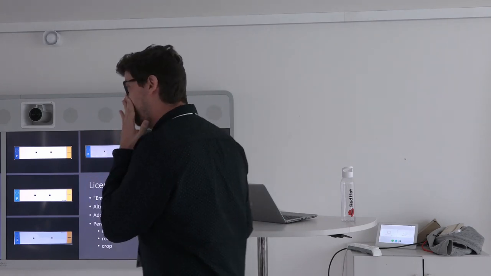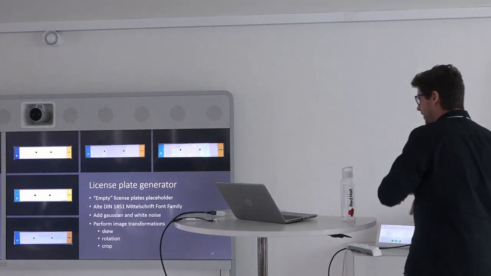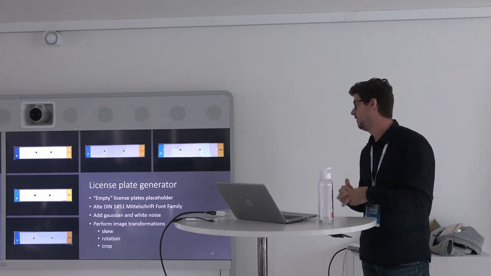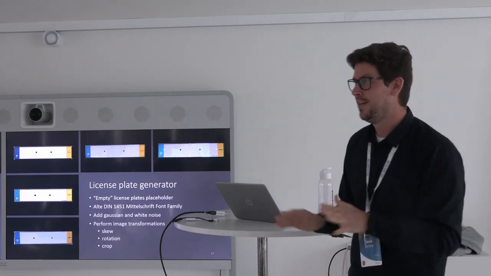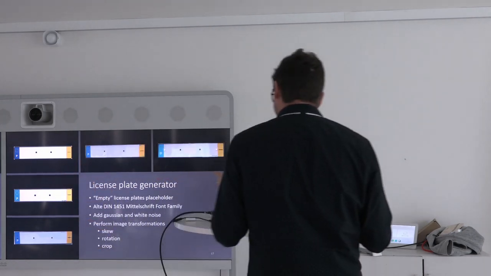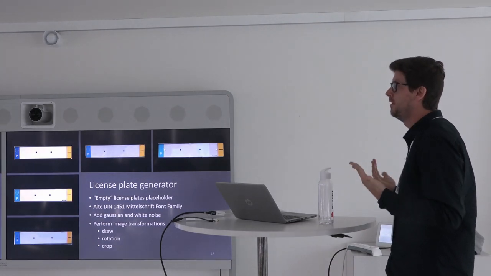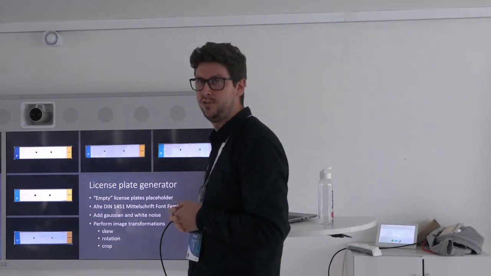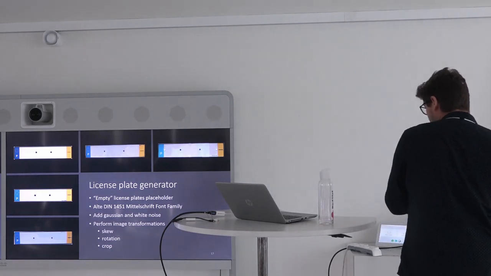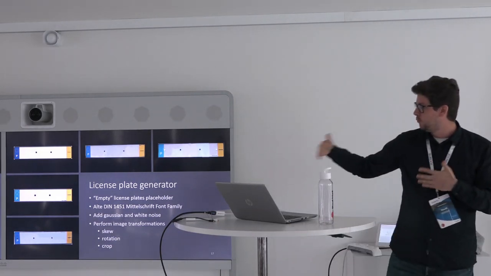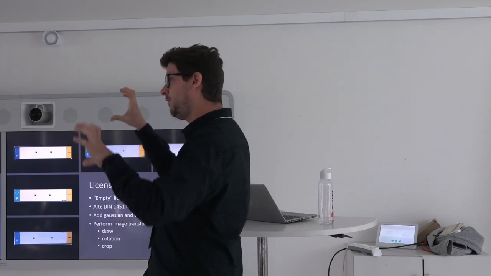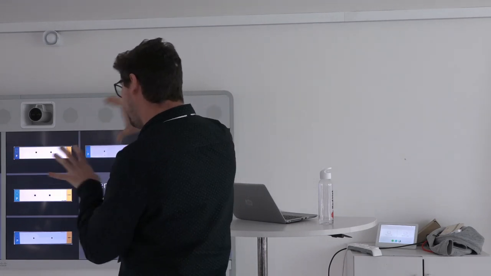But my first experiment, I generated the data set, I did all the training, and then I took some pictures outside and I was eager to test this. But the result was terrible. It didn't make one correct prediction. So I looked at the images and then I noticed something. I need to add noise to the images, because the images that we take in the real world have imperfections. So I added Gaussian and white noise to the image, and I performed transformations to the image. So skew the images, rotate a bit, crop the image.